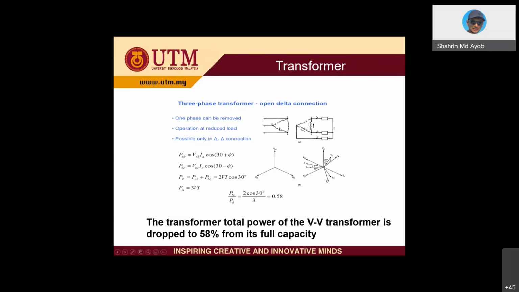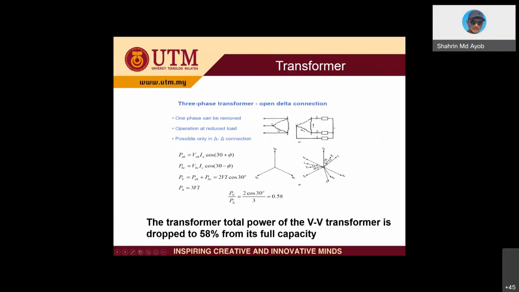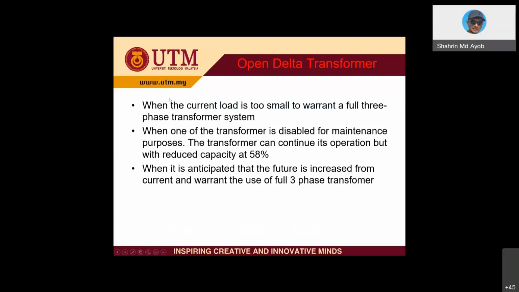Okay, so why delta to delta is actually a very good option usually in the transmission? Why? Because actually we can use only two phases. Okay, for example, in the current situation, they do not require a total three-phase transformer to power up all the loads. Okay, so meaning that maybe only two phases is enough to power up all the power demand. But in the future, maybe the load demand is increasing, so you just put back the phase C, for example, so that it can operate at its full capacity. Okay, so this is actually the reason why we can open the delta transformer. Okay, for example, when the current load is too small to warrant a full three-phase transformer system.